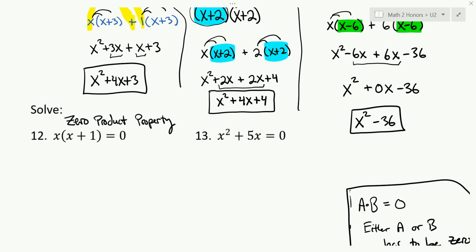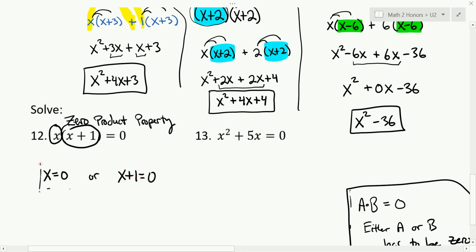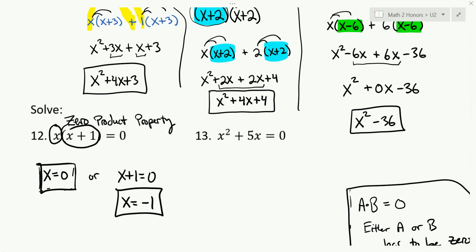So here's the idea. Here's our a, here's our b. a times b equals 0. So what does that mean? Well, that means either a is 0 or b is 0. And so x could be 0 here, or x could be -1. And now I have two possible answers for that problem. That's how you use that property.